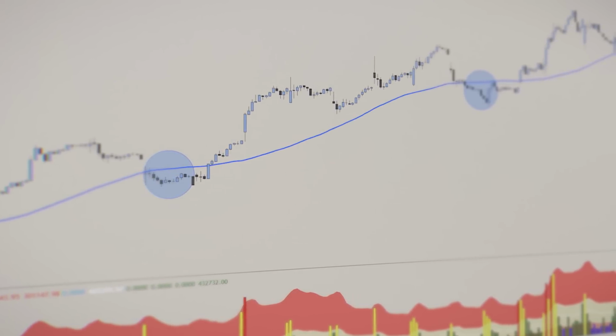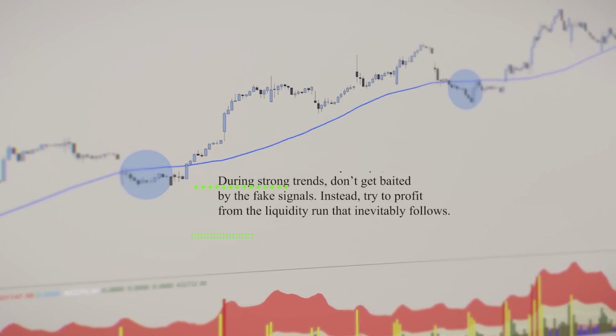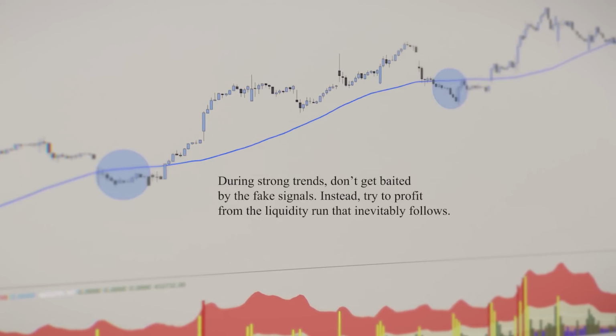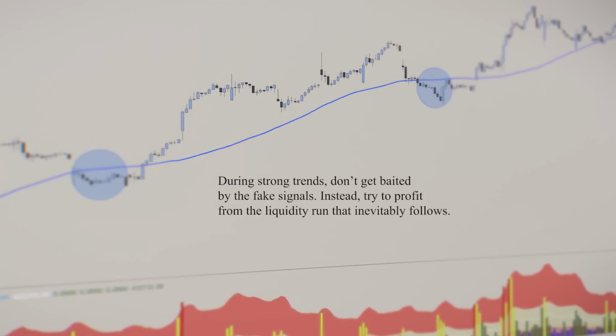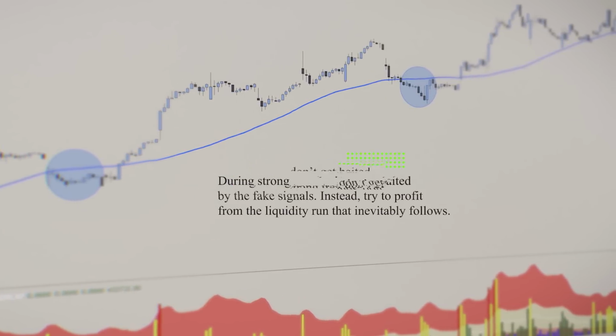By recognizing the patterns of smart money manipulating prices with false breakouts, you take the emotions out of the trade. You're not getting swept up by the crowd, being baited by a fake signal. Instead, you profit from the liquidity run that inevitably follows.